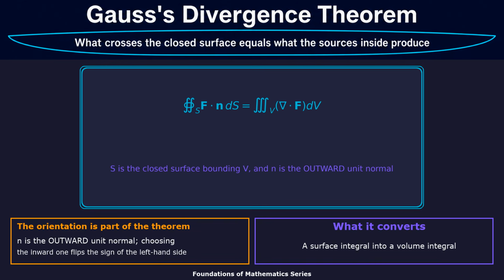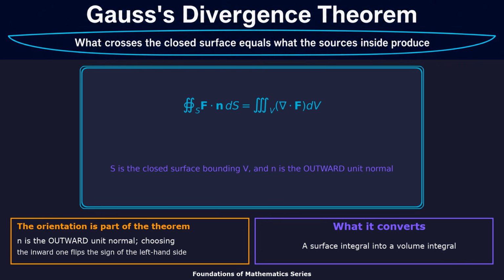For a closed surface S enclosing a region V, with n the outward unit normal, the flux of f through S equals the triple integral over V of the divergence of f. In words: what crosses the closed surface equals what the sources inside produce. That is a very satisfying statement, because it takes the local quantity we defined last chapter, divergence as source strength, and turns it into a global accounting identity.